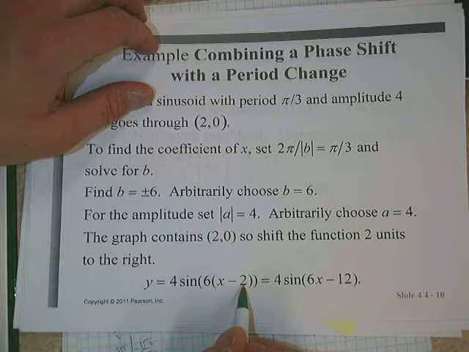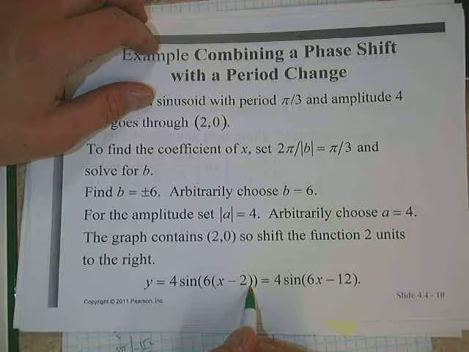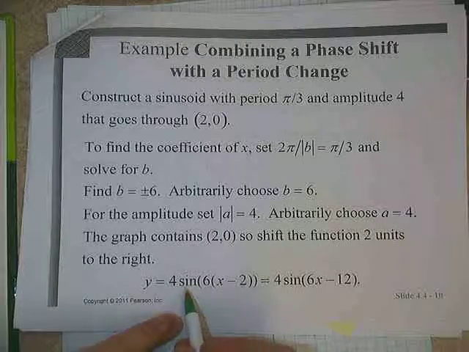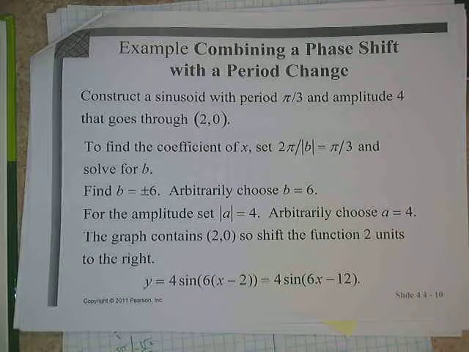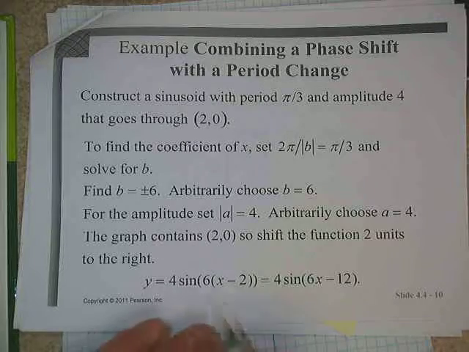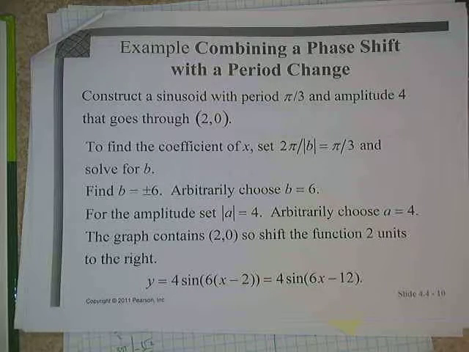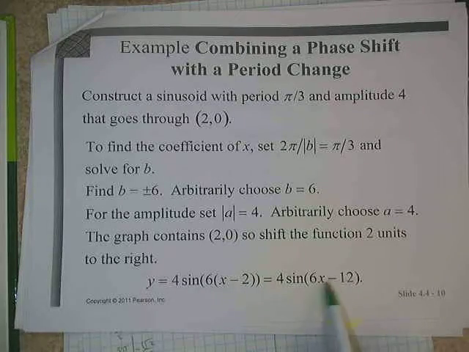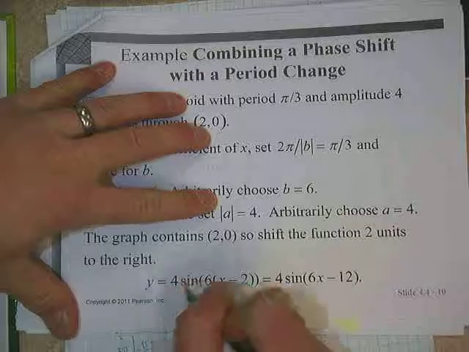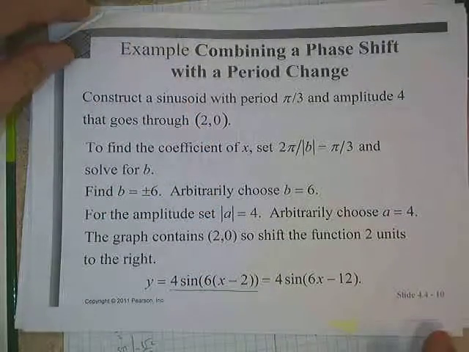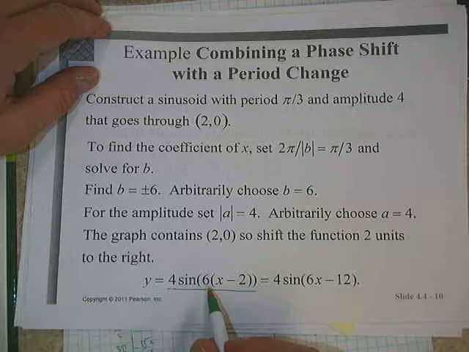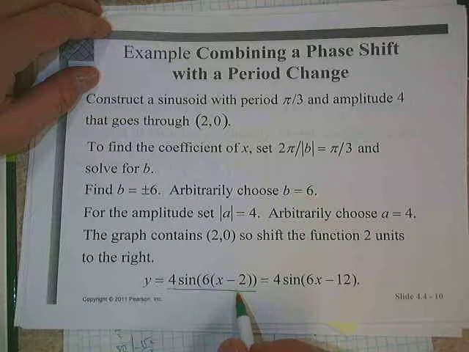We know that the graph contains (2, 0). So if we shift the function 2 units to the right, wouldn't that do it? Because normally it starts at (0, 0), right? If we want it to go to (2, 0), then we would just shift it 2 units to the right. Now keep in mind that we used the sine function here. Could we have done this with the cosine function? Could have. In this case, it's probably easiest with the sine since it goes through (0, 0). We just translate it 2 to the right to get it to go through (2, 0).